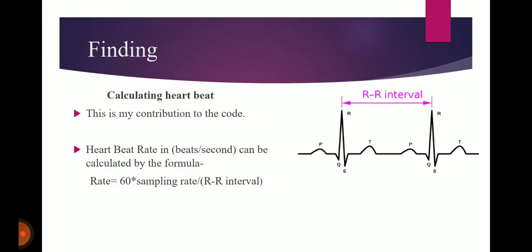Here are the findings. We are finding the R peaks. The formula for finding the heart rate is 60 times sampling rate divided by RR interval. The RR interval is the number of samples between the first R peak and the next R peak.